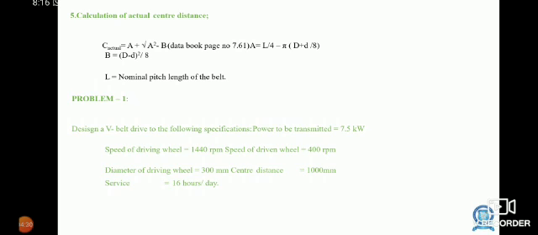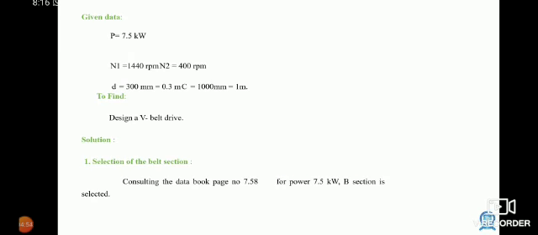Example problem. Design a V-belt drive for the following specification. Power to be transmitted 7.5 kilowatt. Speed of the driving wheel 1440 rpm. Speed of the driven wheel 400 rpm. Diameter of the driving wheel 300 mm. Center distance 1000 mm. Service 16 hours per day. Given data: P equals 7.5 kilowatt, N1 equals 1440 rpm, N2 equals 400 rpm, d equals 300 mm equals 0.3 meter, C equals 1000 mm equals 1 meter. To find: design a V-belt drive.